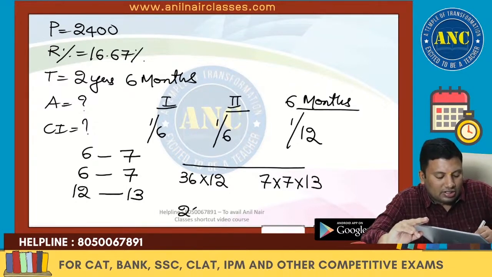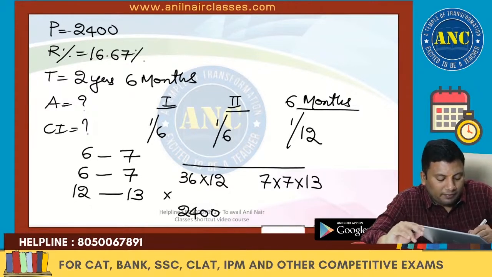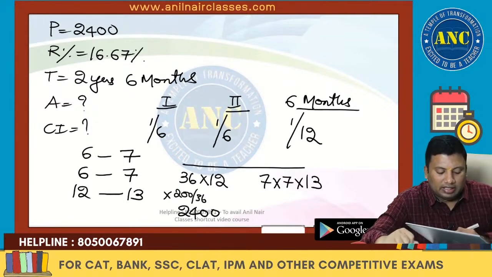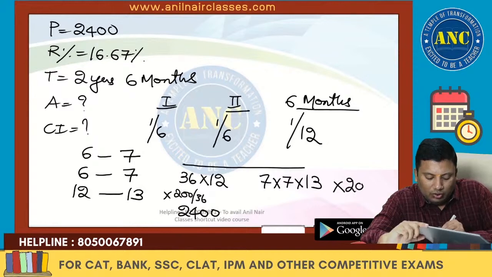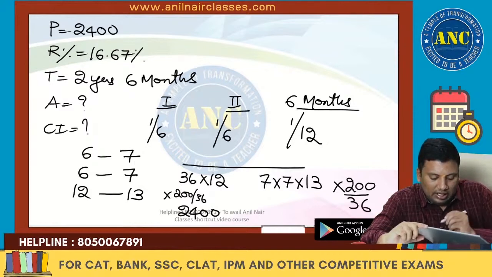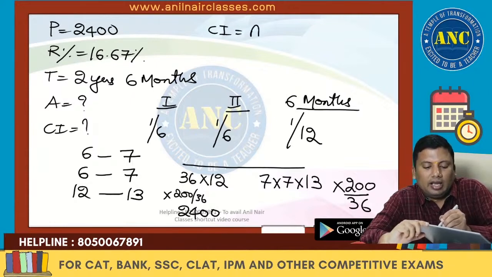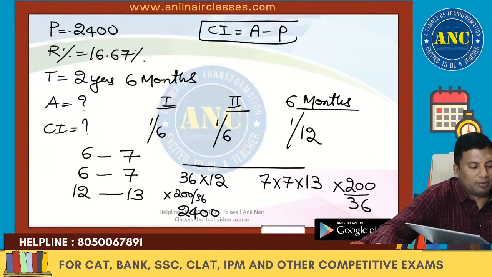So here it is 2400. So it is nothing but 12, 12, it is nothing but 200 by 36, also 200 by 36, also 200 by 36. CI is nothing but amount minus principal.